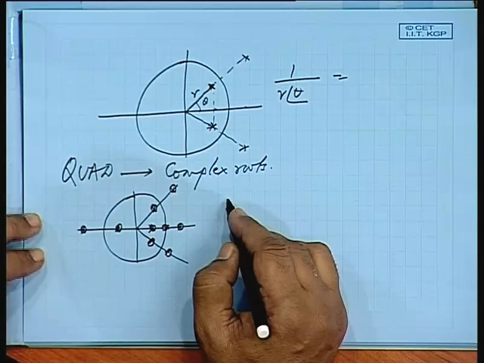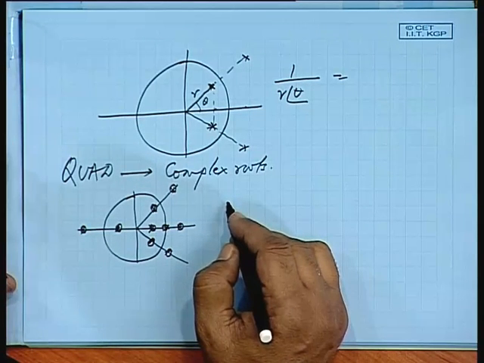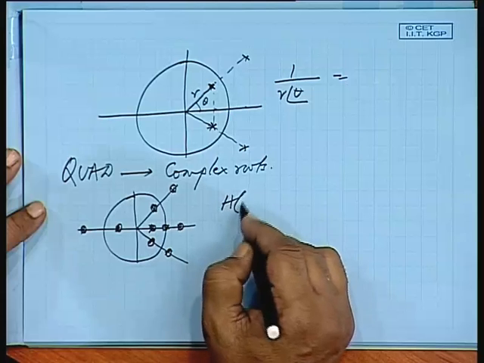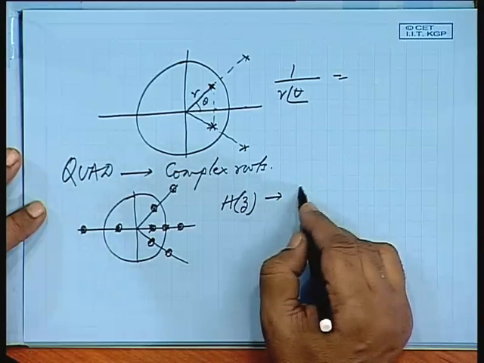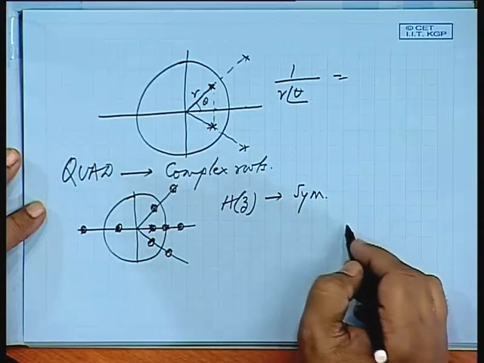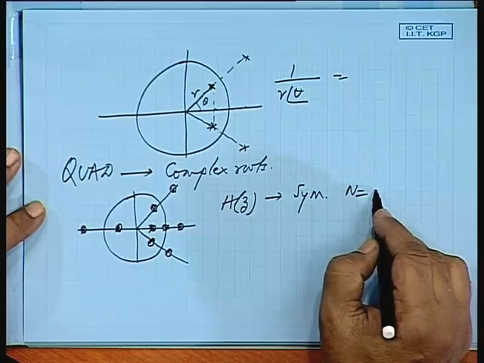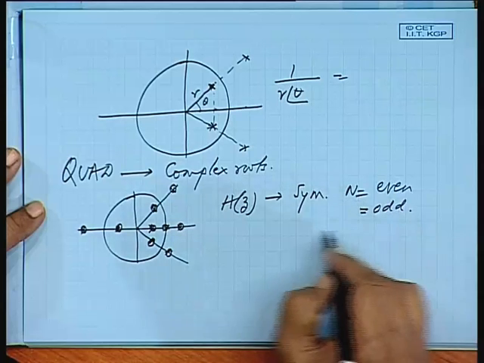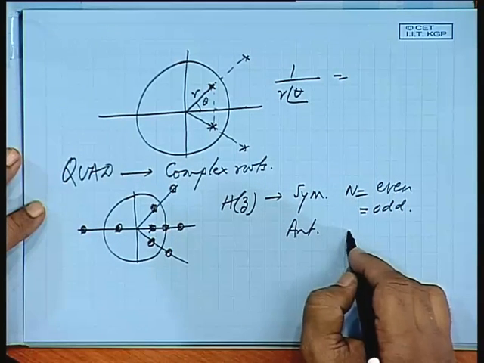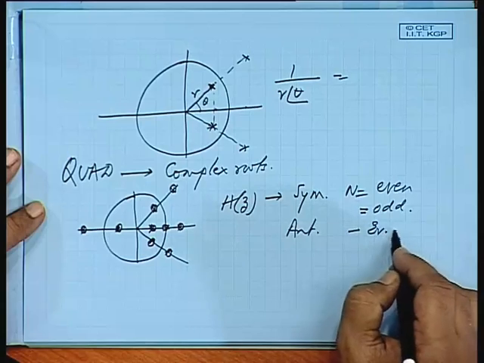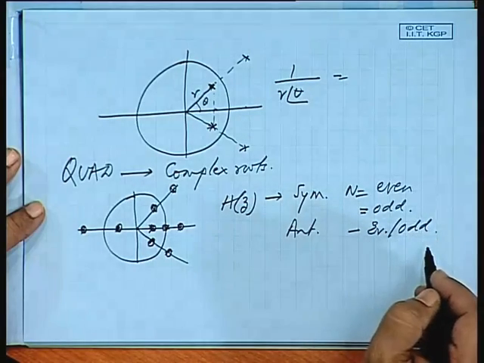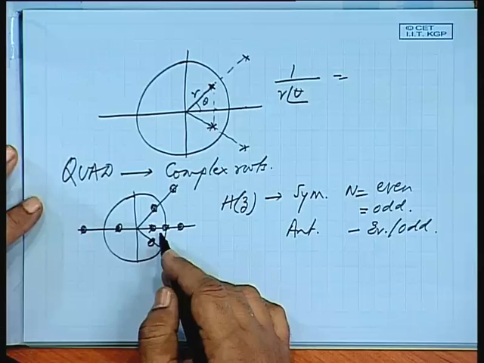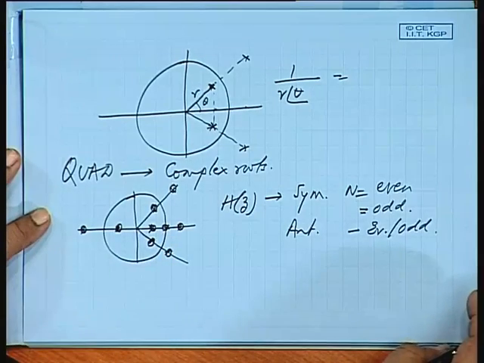Now, you can try out what are the possible locations of roots for H(z) symmetric, N even or odd, then antisymmetric, again N even and odd. So, there are four cases for which you try out what are the possible distribution.